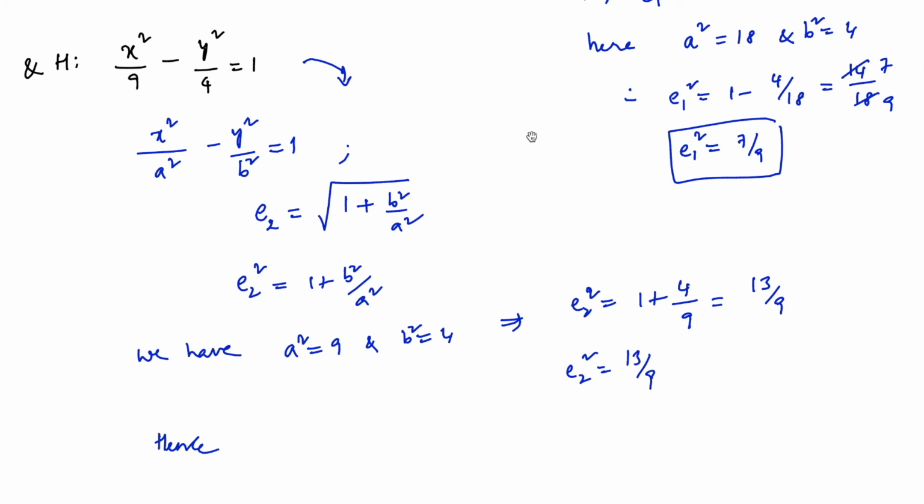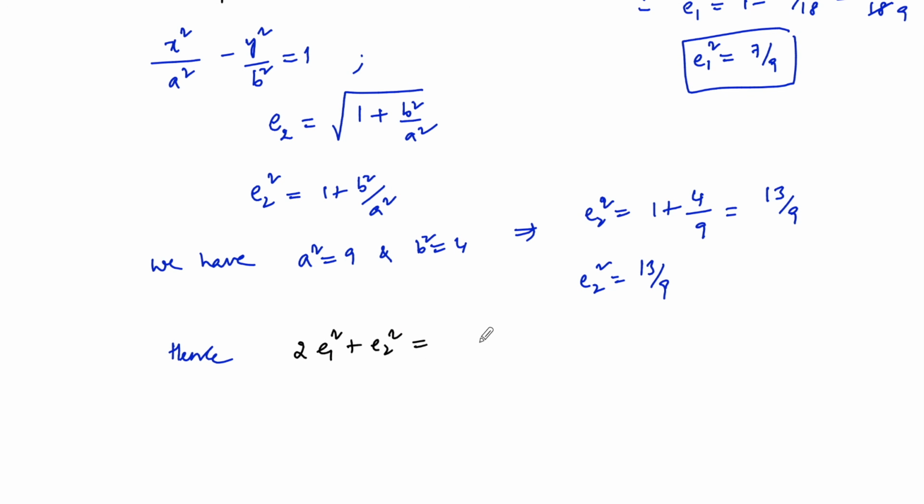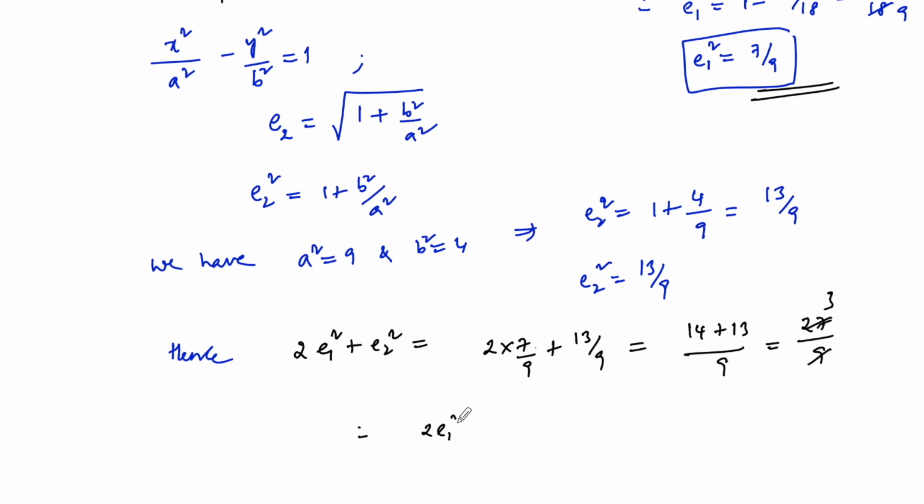Hence, since we required 2 times e1 square plus e2 square, so 2 times e1 square plus e2 square is equal to 2 into 7 upon 9, e1 square value is 7 upon 9, plus e2 square is 13 upon 9, which is equal to 14 plus 13 upon 9, that is 27 upon 9. So 9 3 times. So therefore we can say 2 times e1 square plus e2 square value is 3.